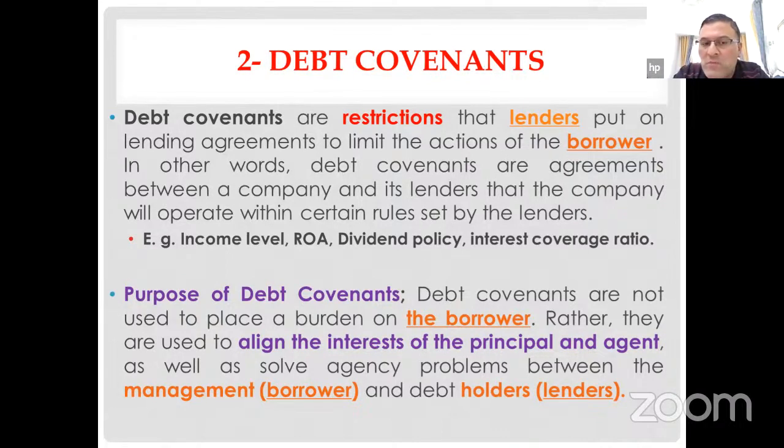Here, a question: what is the purpose of debt covenants? Debt covenants are not used to place a burden on the borrower. Rather, they are used to align, you understand me, the interests of principal and agent, as well as to solve agency problems between the management and the lenders, the debt holders. So again, the purpose of debt covenants is to align the interests of the two parties. This is some information about debt covenants.